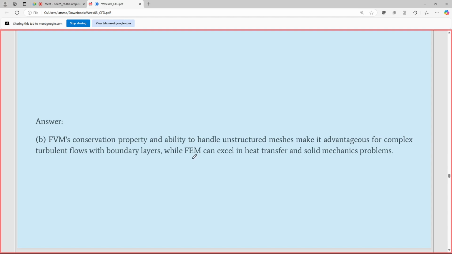Whereas our finite element method can do better in heat transfer and solid mechanics problems. Heat transfer, like if you have a composite material or heat transfer through solid, such kind of cases, a finite element method will be most suited.